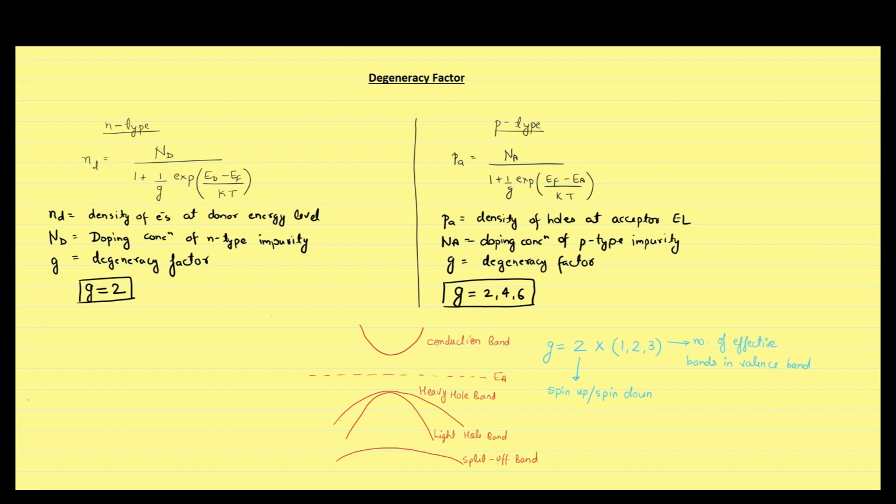But this degeneracy factor is dependent upon the material, meaning that it may be possible that the split-off hole band is so far from the acceptor energy level that the hole cannot move to the acceptor energy level. The degeneracy factor G for silicon and gallium arsenide is equal to 4. We consider the heavy hole and light hole bands here.